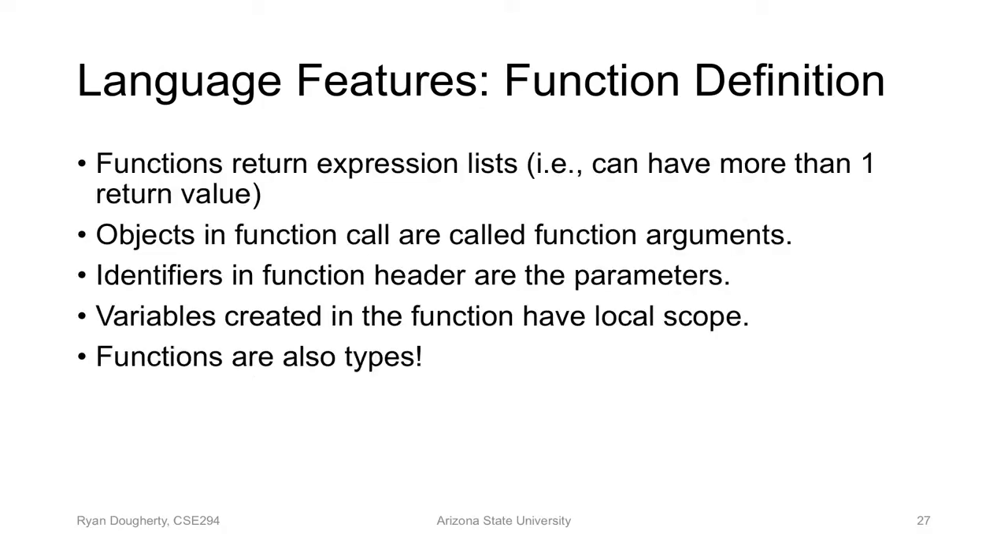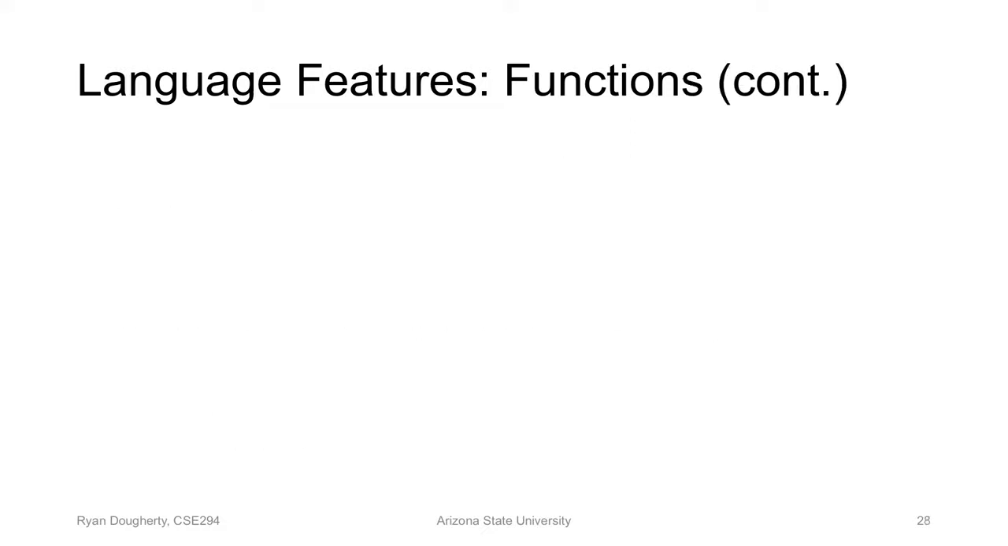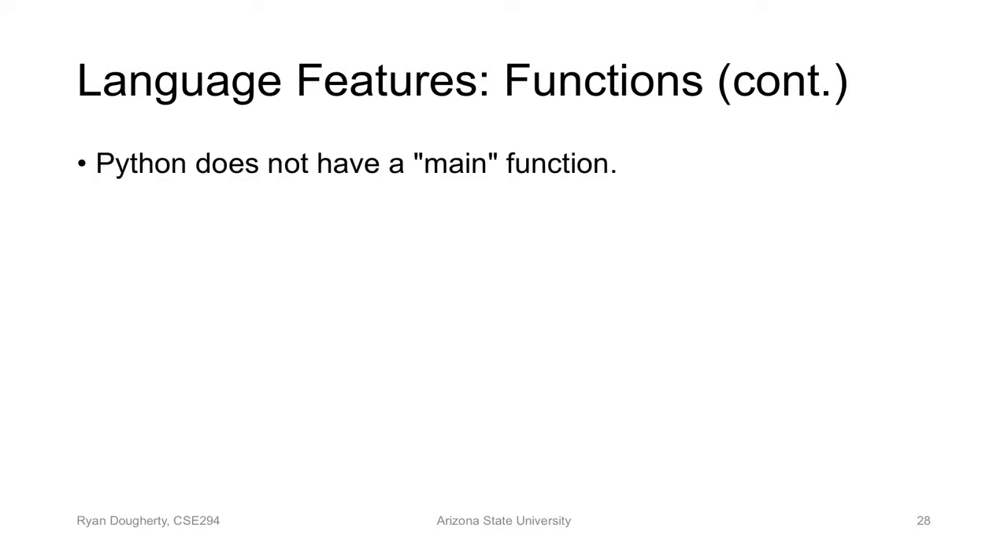All right, cool. So functions are also types. So you can pass functions around just like you can do with variables. So this is just a simple example. A square function which takes an integer returns the multiplication of that integer with itself. Cool. So there's no main function in Python. In a sense, there's no main that you can call.